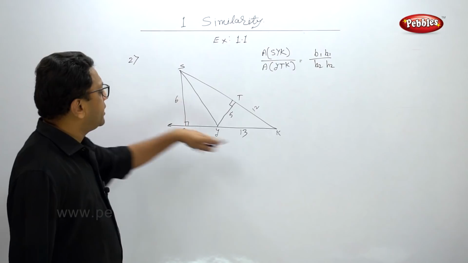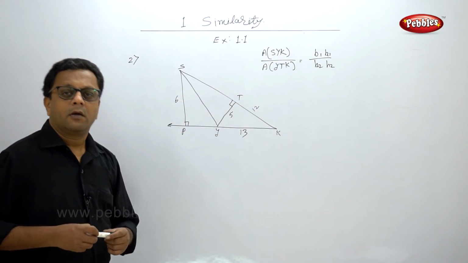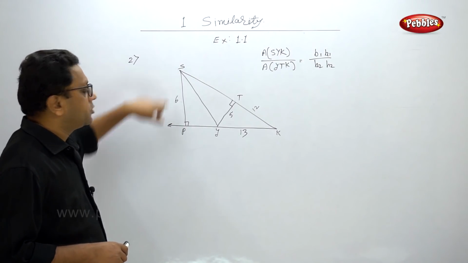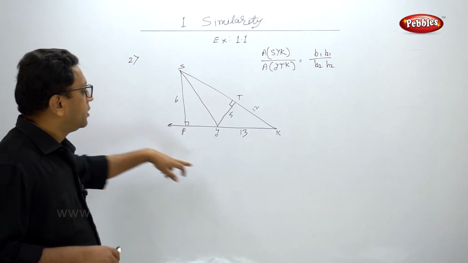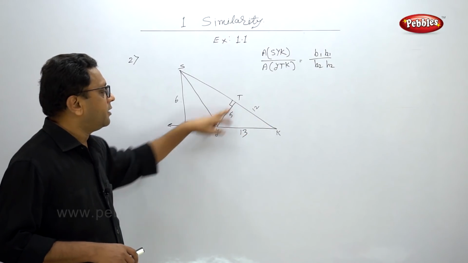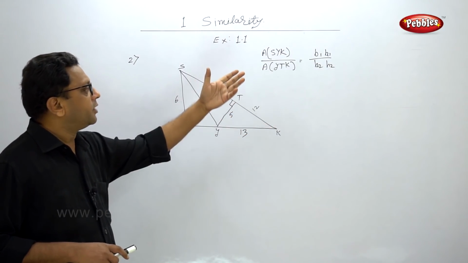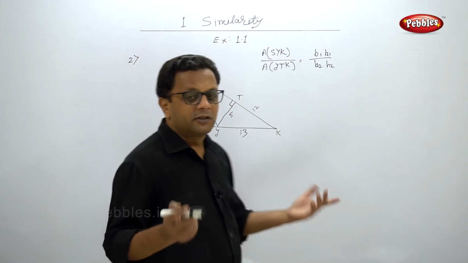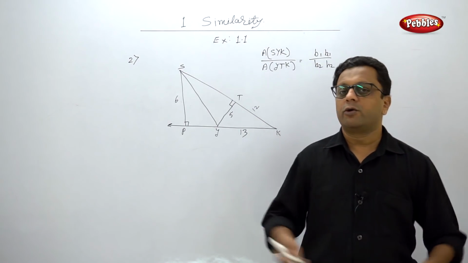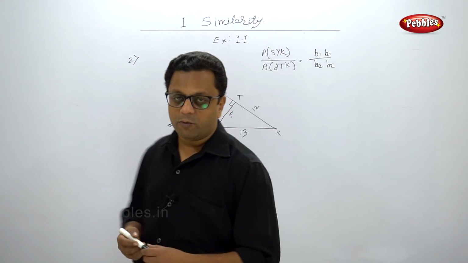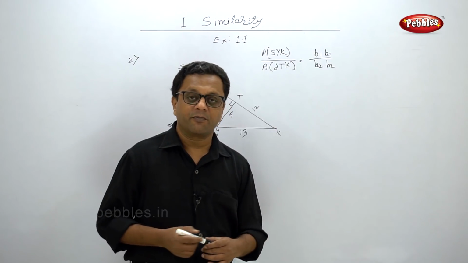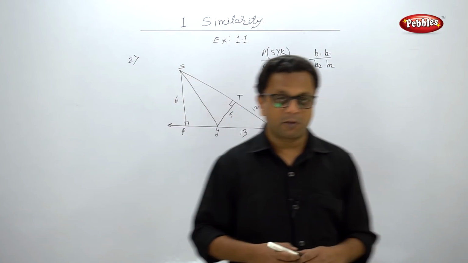So for SYK, what is the base? It is 13. What is the height? It is 6, because the height is always perpendicular to the base. In YTK, what is the base? This is the base. And what is the height? This is the height. So B1, H1, B2, H2 are given. You can easily find the answer. Please pause your video and complete this. I am not even going to tell you the answer. Just check in your books; at the end of your books, the answers are given. This is a very, very simple problem. Please pause your video and solve this problem.